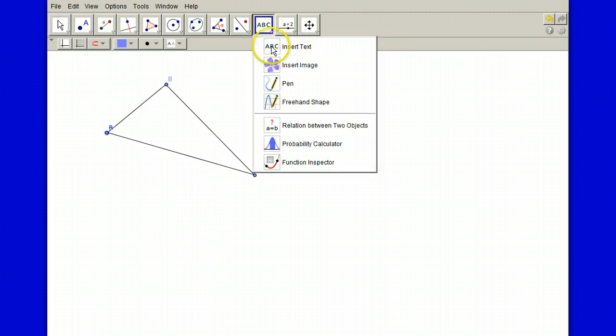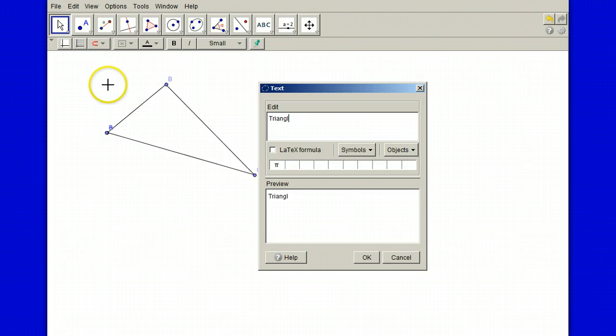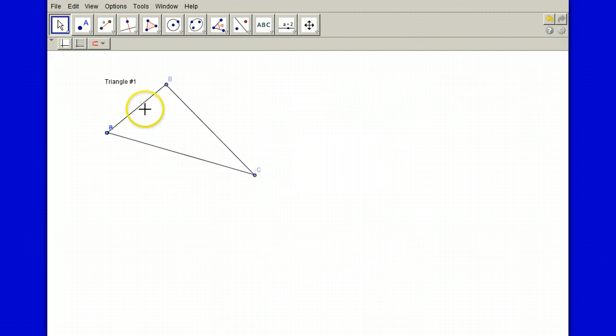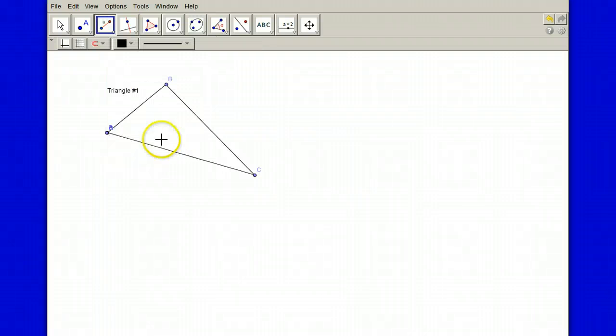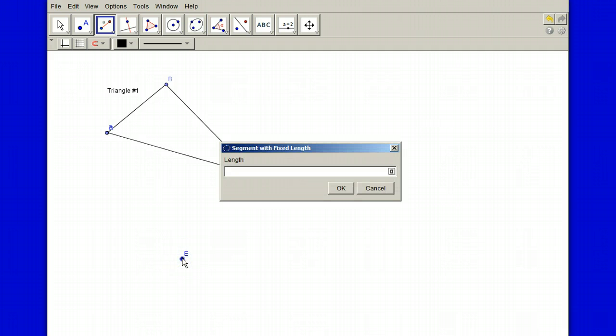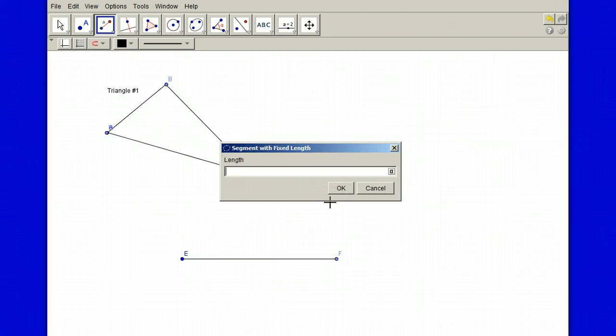I'm going to go up to my text box, insert text, and call this triangle number 1. Okay, so triangle number 1. Now we need to create triangle number 2. Let's start it down here. The first length needs to be 6. The second length needs to be 10.